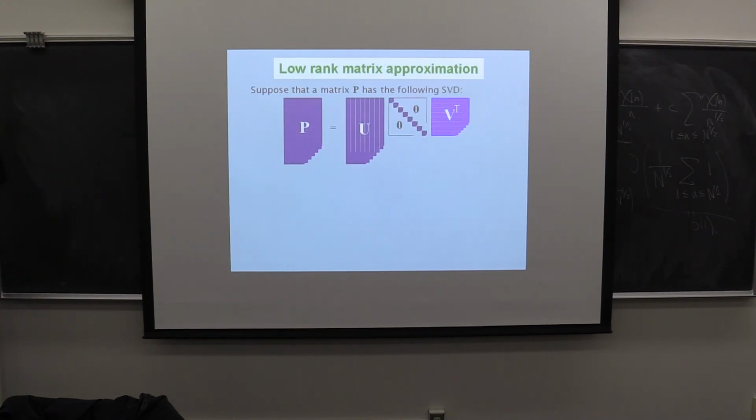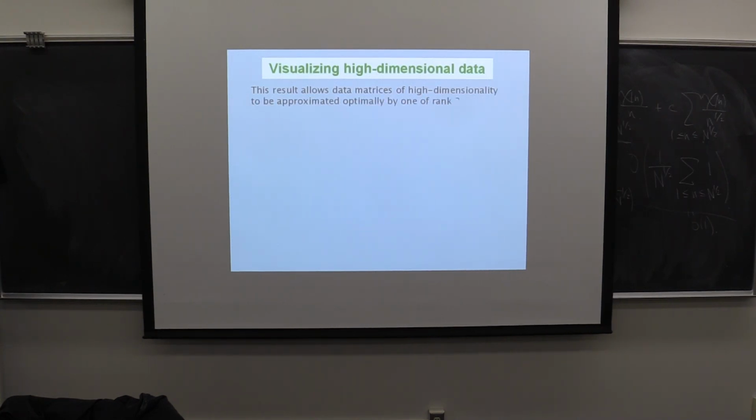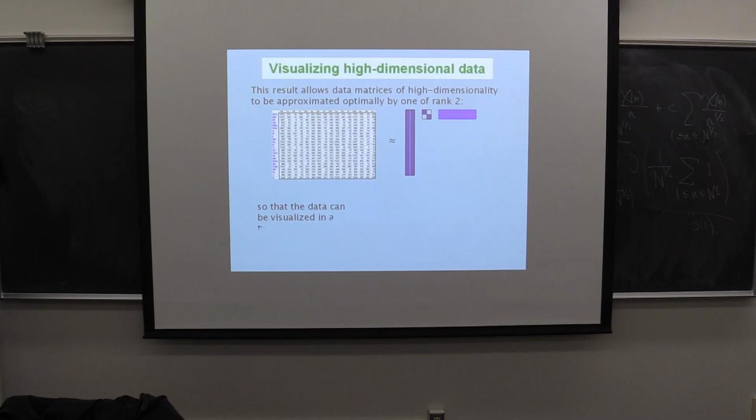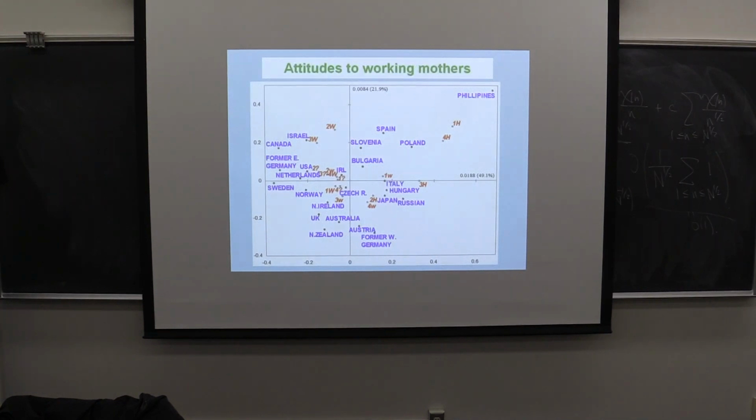Suppose that a matrix P has the following SVD. Then a low rank, for example rank 2, least squares matrix approximation is easily obtained from the first 2 singular vectors of U and V and the 2 corresponding singular values. This result allows data matrices of high dimensionality to be approximated optimally by one of rank 2, so that the data can be visualized in a 2-dimensional space for ease of interpretation. As shown by this map of countries, in terms of their attitudes about whether mothers should work outside the home or not.